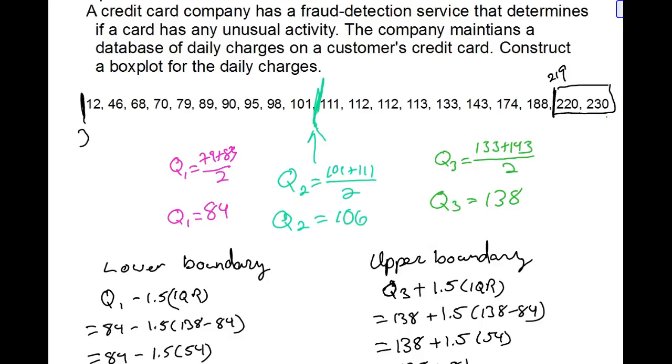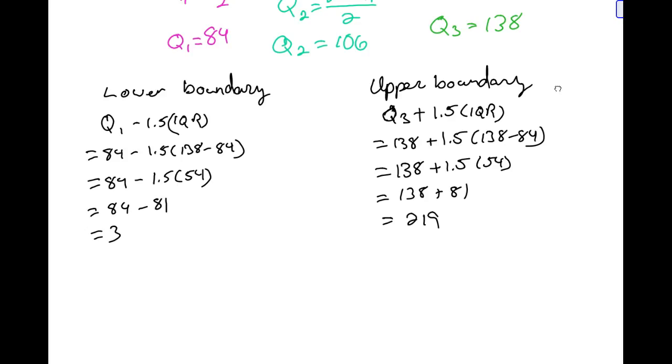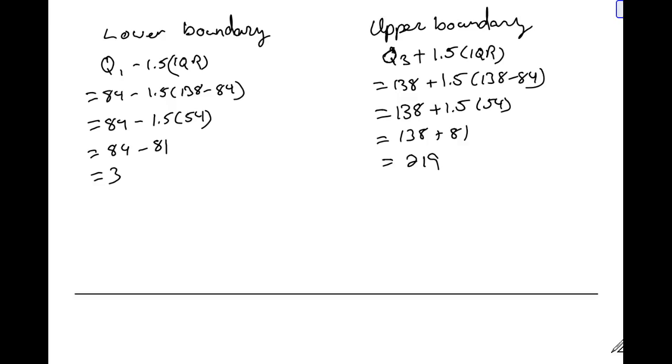Okay? So this is the data that we will need here to construct our box plot. And so I'm going to draw a horizontal line here, and I'm going to label it with 0, 50, 100, 150, 200, and 250.